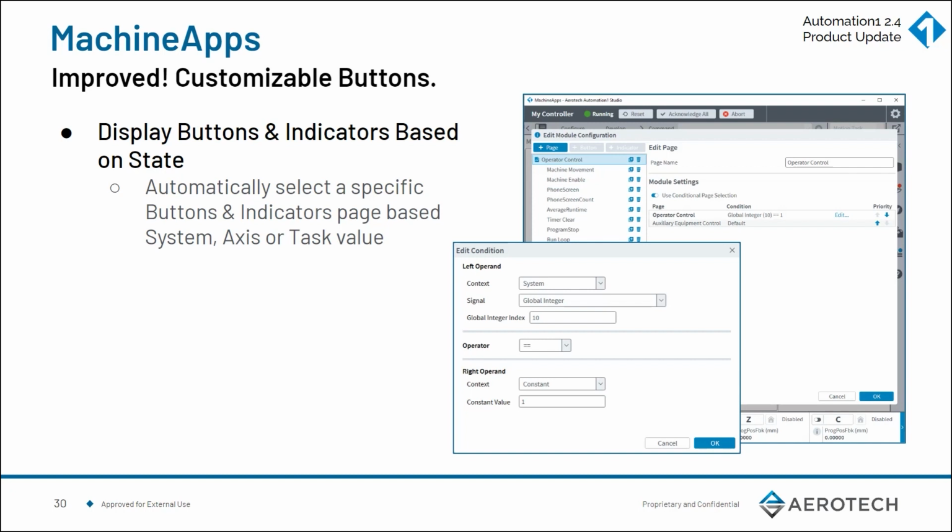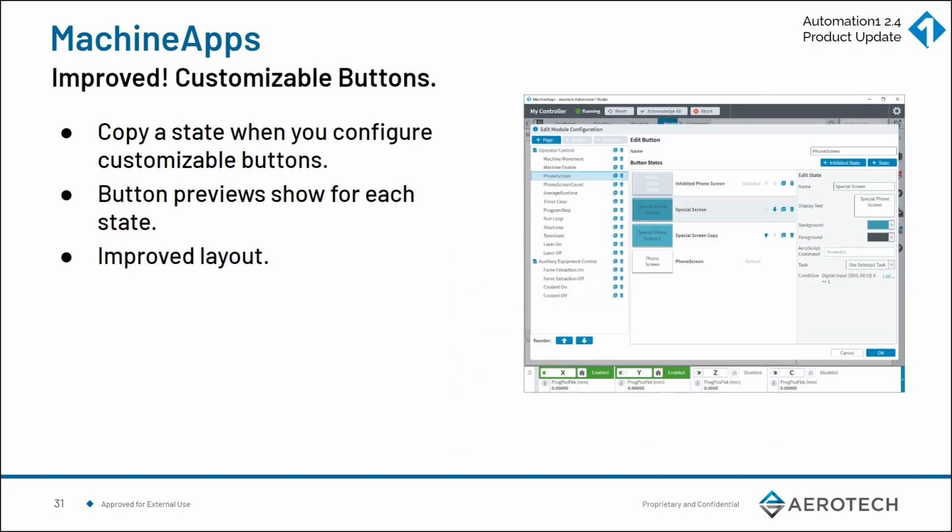The customizable buttons are also generally improved above and beyond having indicators. The display buttons and indicators based on state automatically select a specific button and indicator page based upon a system, axis, or task value. That was a mouthful. What do I mean? The display page can be changed based upon some state. In this example, I'm using a global integer. When that global integer is set to 1, we display the operator control page of push buttons. When it is set to 0, we display the auxiliary equipment control, which is another set of push buttons. So this is building more state machine logic into your HMI, changing only part of the page, the listing of push buttons and indicators, based upon a state, rather than the full HMI page.